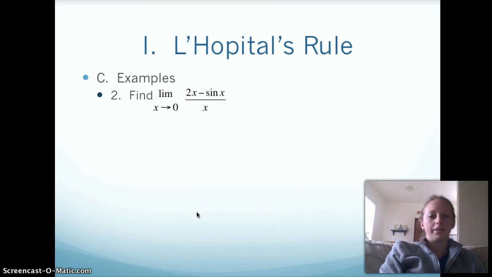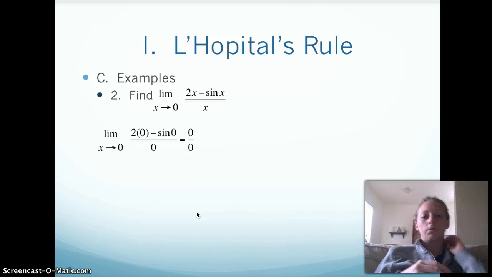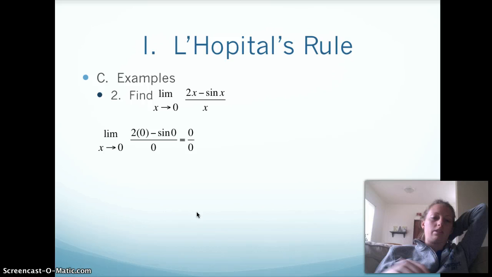Okay, example 2, find the limit as x approaches 0 of 2x minus sine x over x. Again, if we just start by putting 0 in, we get 0 over 0, which is an indeterminate, which we can't have. However, remember that limits also cannot be undefined. They might not exist, but they cannot be undefined. So getting 0 on the bottom doesn't mean you're done. It means you have more work to do, whether that be factoring, using L'Hopital's rule, whatever it might be. So obviously everything right now will be L'Hopital's rule.